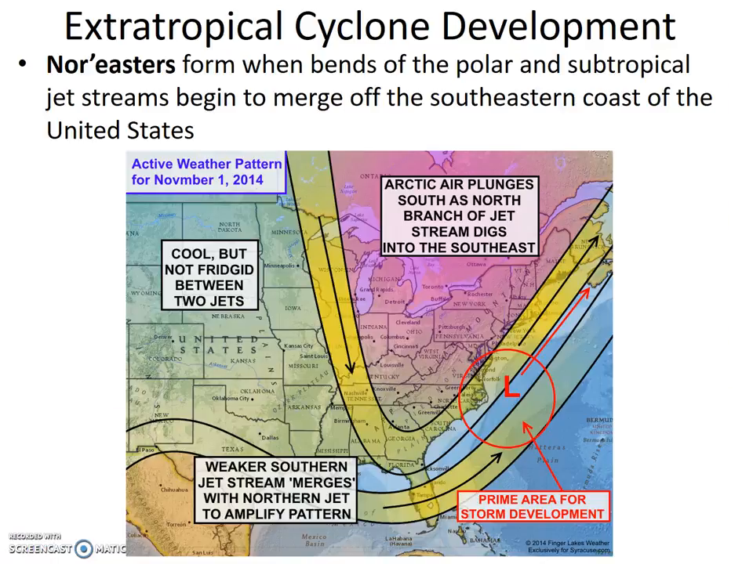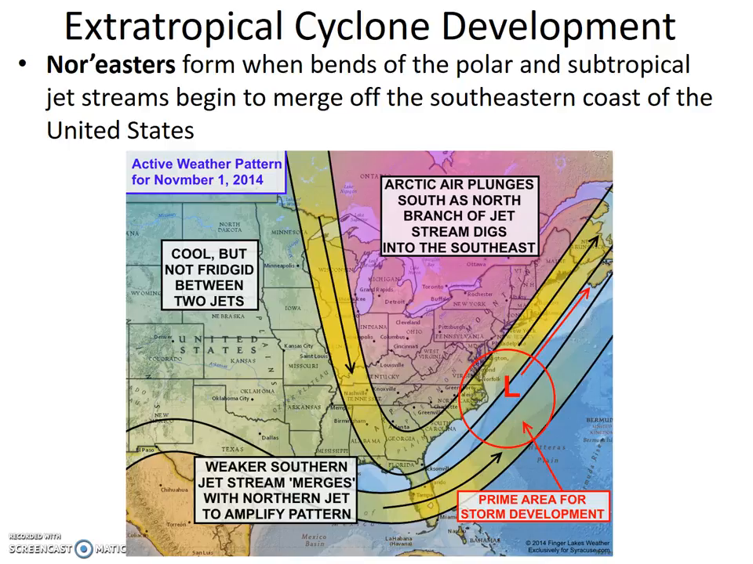Nor'easters, another wonderful extratropical cyclone, form when bends of the polar and subtropical jet streams begin to merge off the southeastern coast of the United States, which is wonderfully depicted in the image below. We've got the two jet streams marked in yellow bands with black arrows. The polar jet is to the north, and the weaker subtropical jet is to the south.